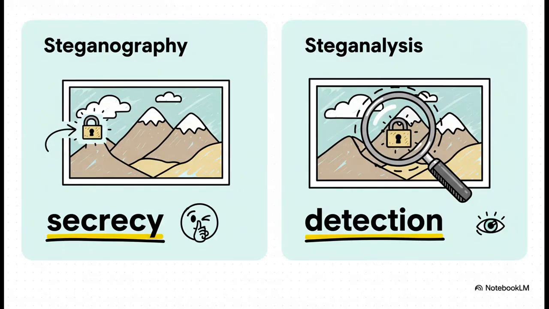And this, of course, has led to this really sophisticated game of digital cat and mouse. On one side, you have steganography with the goal of perfect, undetectable secrecy. And on the other side, you have steganalysis, which is the science of looking for those tiny statistical clues that give away the hidden data. It's a constant tech arms race between the hiders and the seekers.